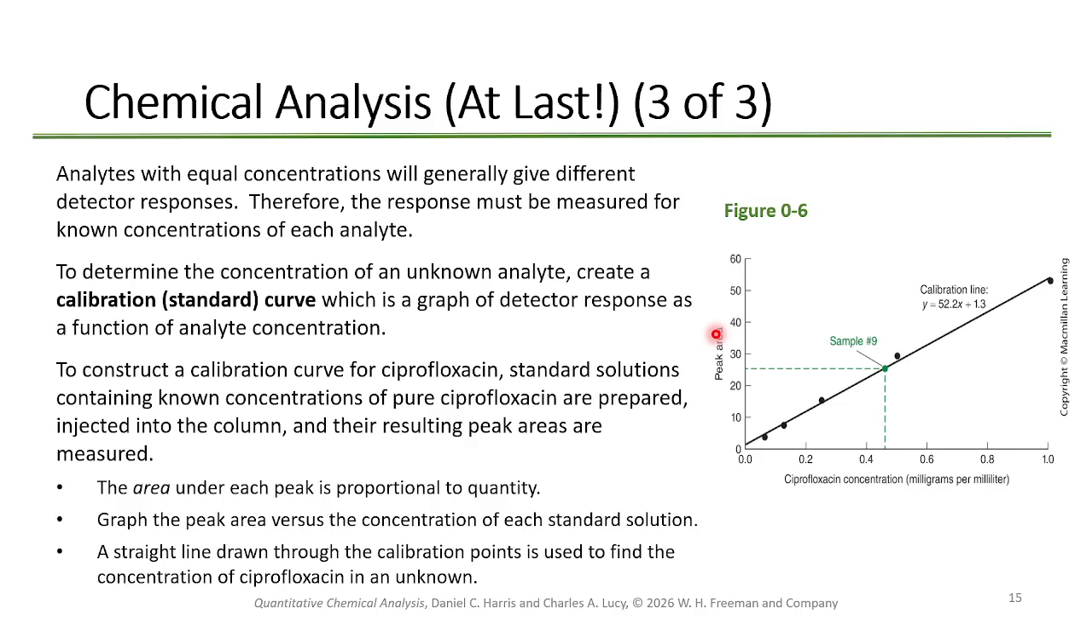Okay, so analytes with equal concentrations are going to generally give different detector responses. The response must be measured for a known concentration of each analyte. This has a lot of reasons for it, but for example, let's say it's an electronic instrument. Just the electricity itself is going to add error into this. Okay. Does anybody know what an electrical outlet is in terms of voltage in the United States of America? It's called 120 nominal, meaning that it should be approximately 120. But in reality, they can range from 110 to 130 volts.